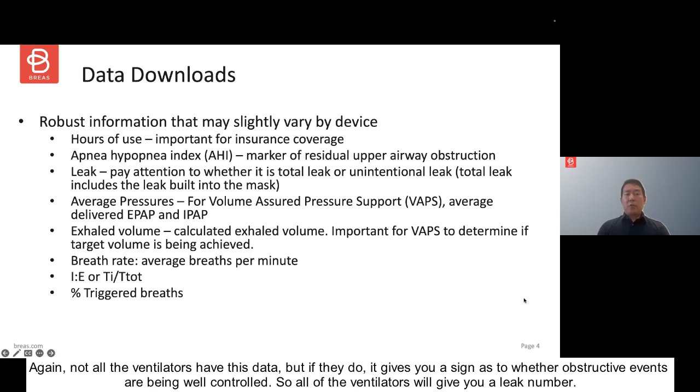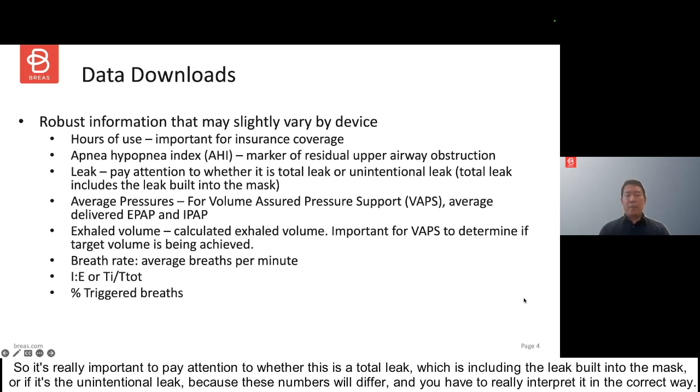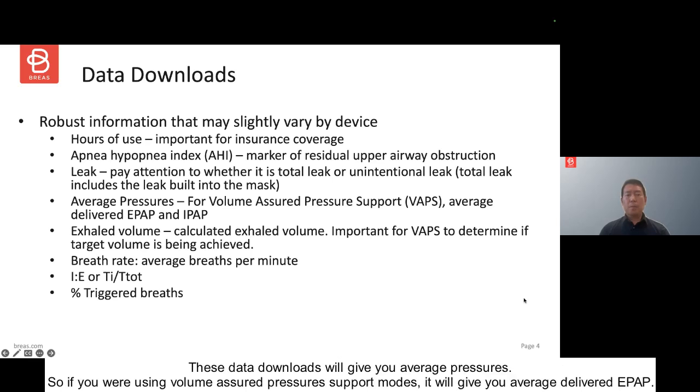So all of the ventilators will give you a leak number. So it's really important to pay attention to whether this is a total leak, which is including the leak built into the mask, or if it's the unintentional leak, because these numbers will differ and you have to really interpret it in the correct way.